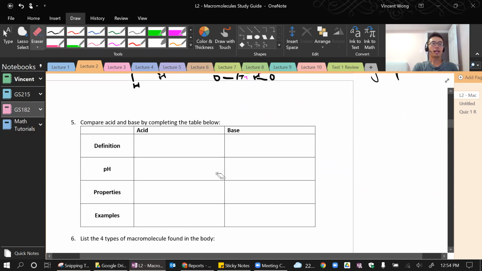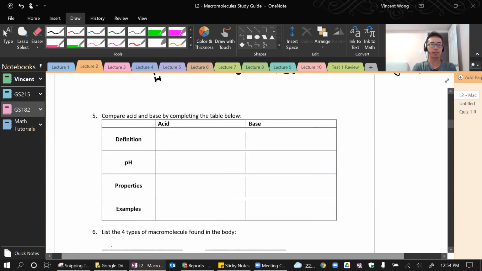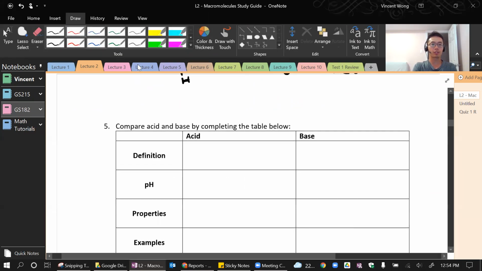Good. Next, compare acid and base. Right, so what is acid and base? Well, here's a brief definition. It's just a very simple definition of acid.